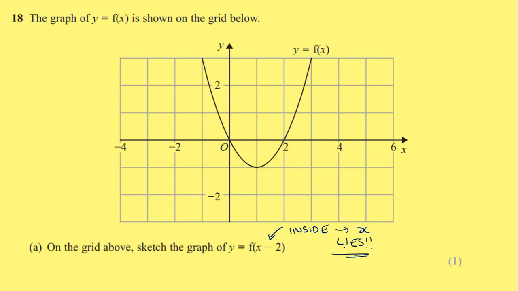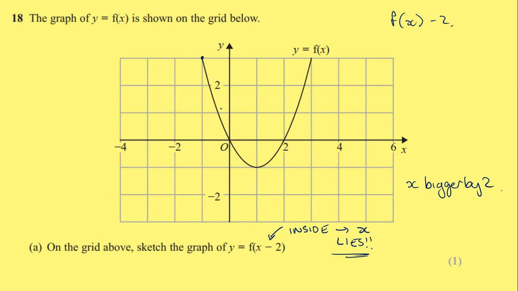It also tells lies. Inside the bracket, it affects your x, but it tells lies. It says that your x's are going to get smaller by 2. Actually, my x will get bigger by 2. If we had, for instance, this, that would affect y, and it would tell the truth. Your y's look like they're going to get smaller by 2. They do get smaller by 2. X is going to get bigger by 2.